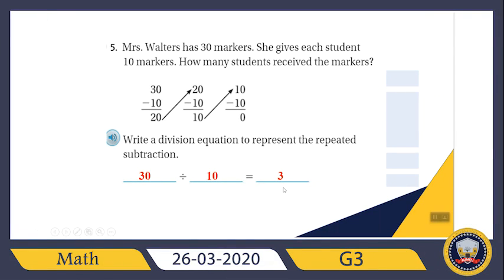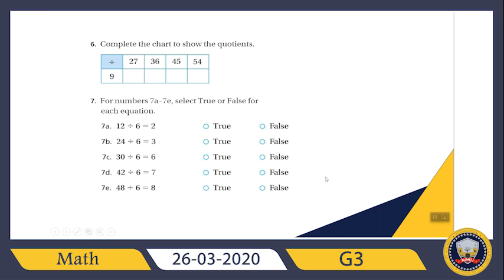If you want, you can use how to divide by 10. Both of them have zeros, so you can erase them. 3 divided by 1. If you divide a number by 1, remember, your quotient will always be the same number, 3. So your quotient will be equal to 3. Good job.